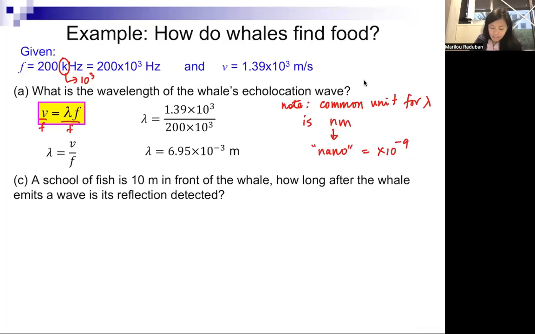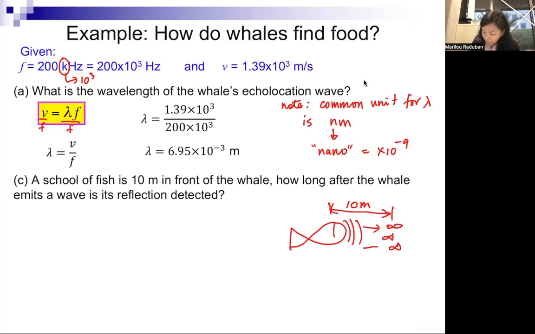Good, all right. Okay, second question, you have a school of fish 10 meters away from the whale. The whale gives off this echolocation wave. How long after the whale emits a wave is its reflection detected? So you have this wave going to the school of fish and then reflected backwards. So how long means we're being asked for the time.